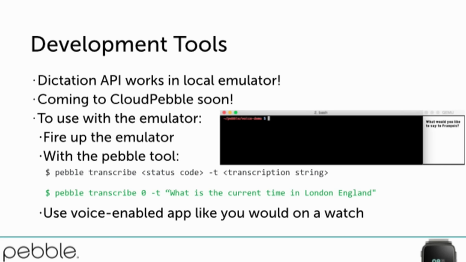Development tools. The Dictation API works on a local emulator, and you can simulate it from the command line. This video is a lot less clear than I thought it'd be, but it's basically this text underneath. You say pebble transcribe, and you give it a transcription. 0 is the status code. There are a few other error codes you can use, and that will appear in your UI in the transcription window.